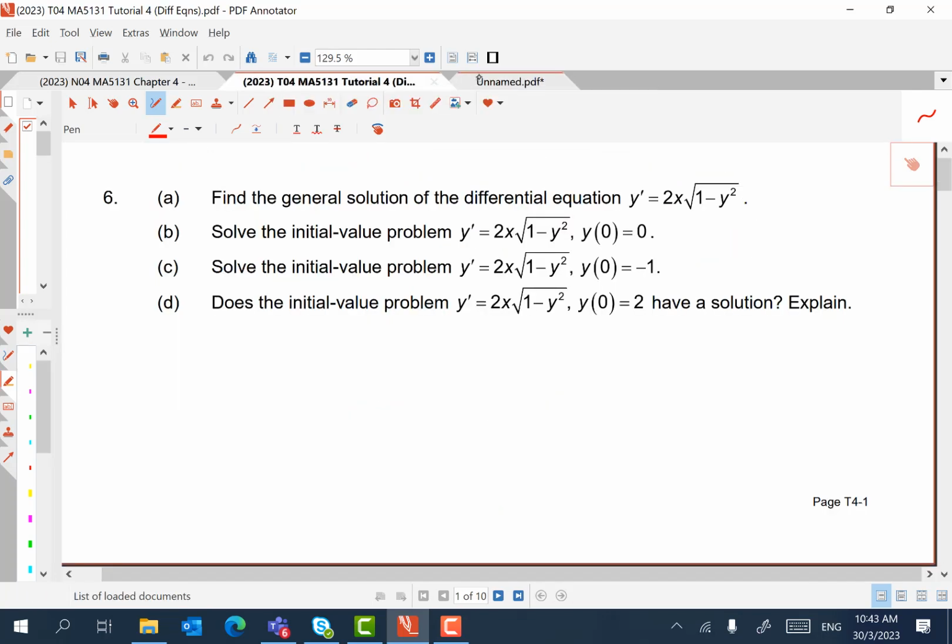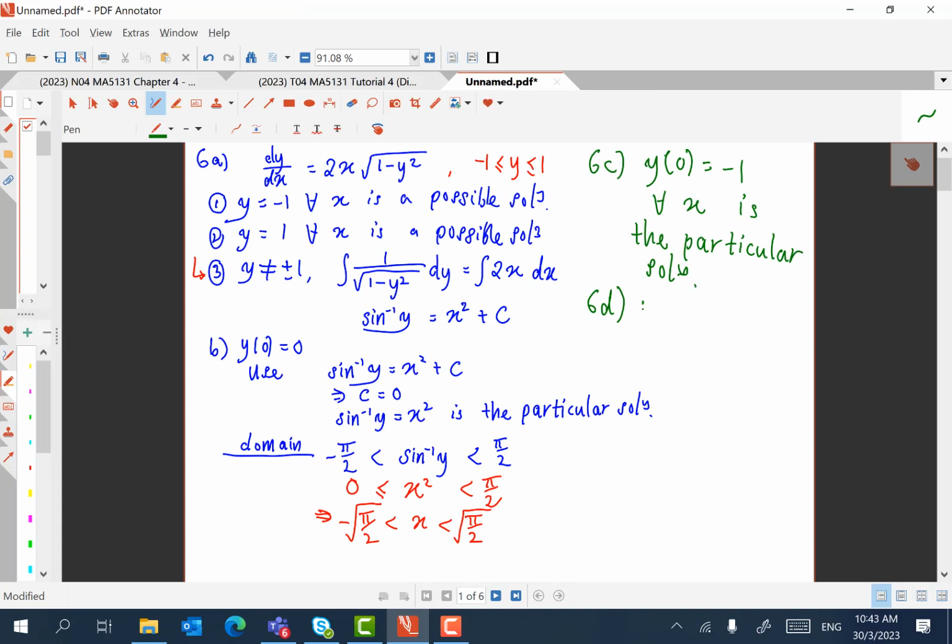Then y(0) equals 2. In 6D, y(0) equals 2 has no solution, because your y must range between this interval. You know what I'm saying? So it cannot be y equals 2. There's no way for this to happen. That's why for part D, there are no solutions.